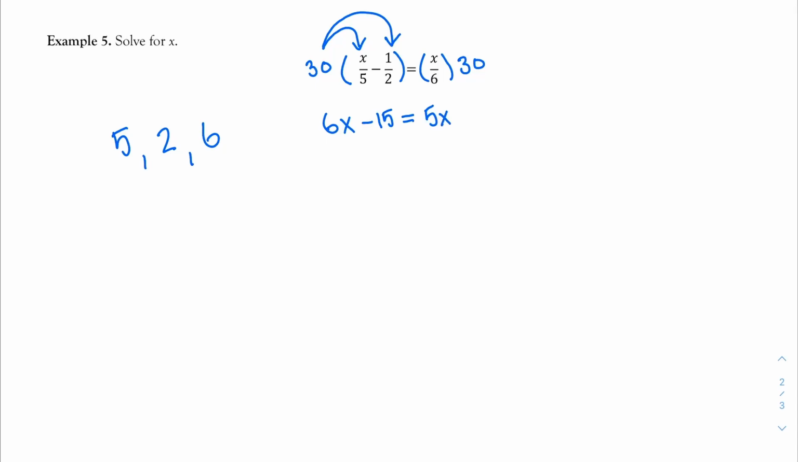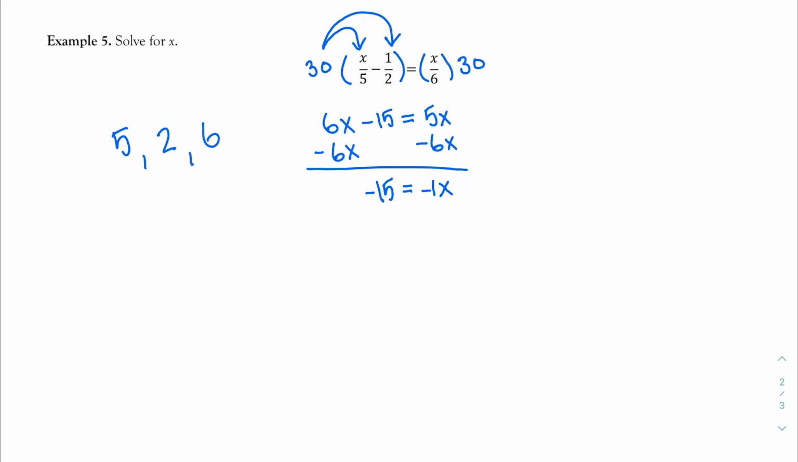Now I can start moving my x's and my numbers from one side to another. So for convenience, let's move my 6x from the left to the right. To do that, I can subtract 6x from the left and the right. If I do that, 6 minus 6, I get 0x. Minus 15 is equal to 5 minus 6x, I get negative 1x. Or I can just write negative x. We don't usually write 1 as a coefficient in front. But if you want to, that's not a problem as well.